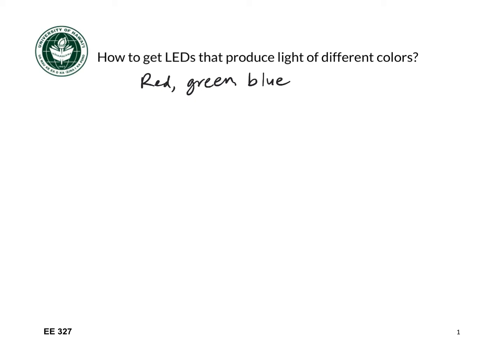Now we know that the energy of the photons that are produced from the LED is close to the band gap energy of the semiconductor. So that means that if we want to change the energy of the photons and therefore change its wavelength, we need to be able to engineer and change the semiconductor band gap.